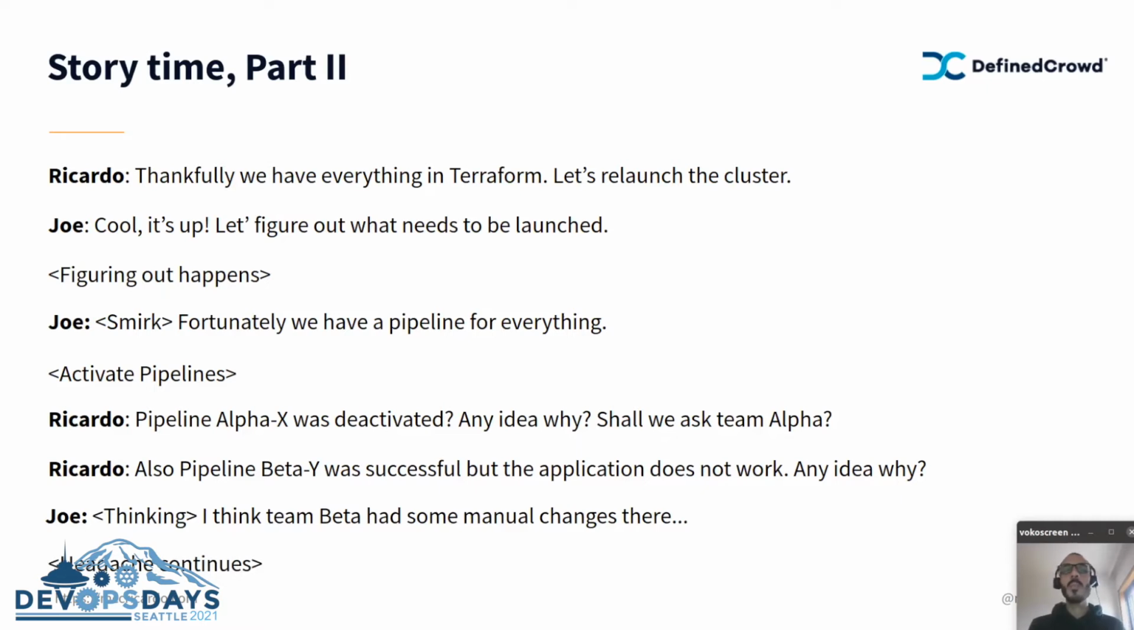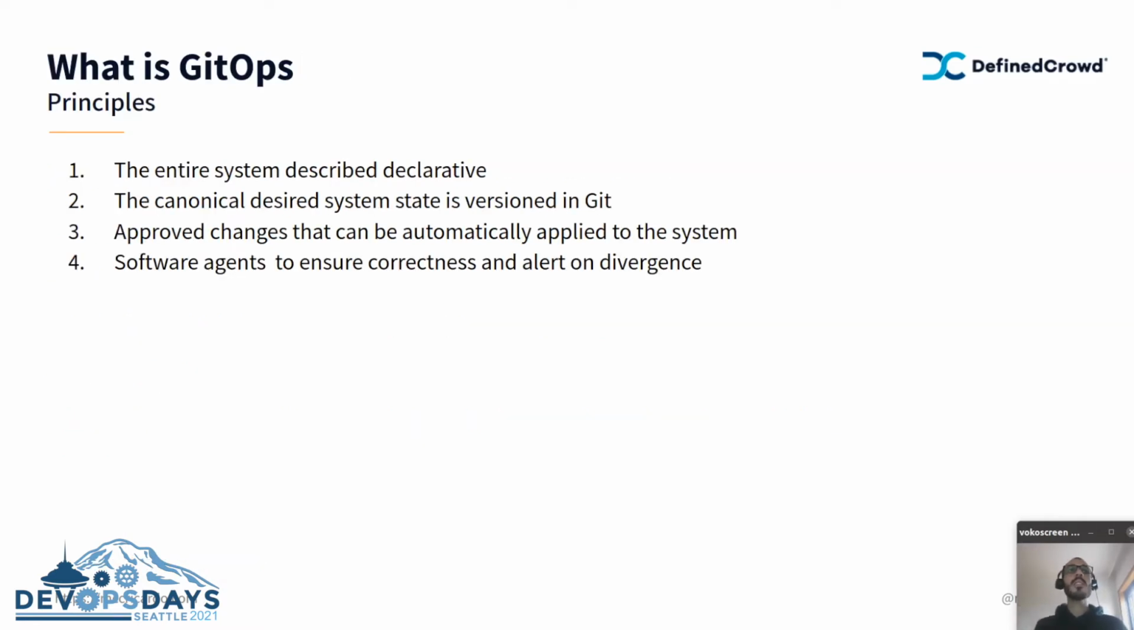But a few things don't go exactly as we planned. We discovered that one pipeline was deactivated, but we don't know why, because the application was running. We need to go to the team and figure out why. Also, we saw that one pipeline ran successfully, but the application is not working. Do we know why? Maybe a team had some kind of manual change. There was some kind of process that wasn't documented. So our headache still continues. So right, maybe we could find a better way to actually deal with this. So this is where GitOps comes in.